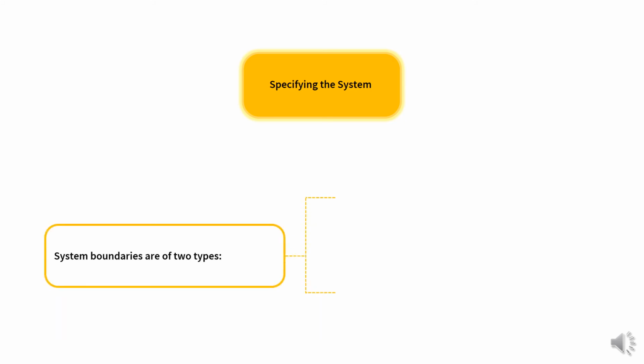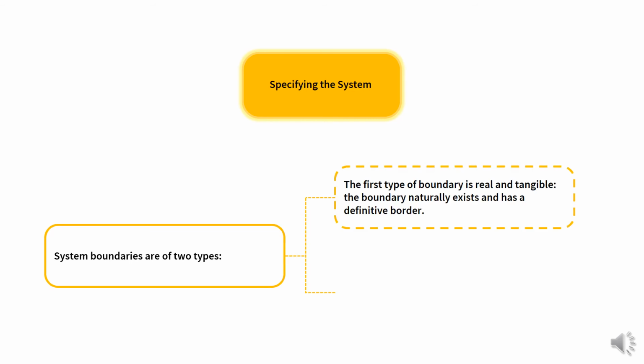The system boundaries can be defined as two types. The first type of boundary is real and tangible. It means that the boundary naturally exists and has a definite border. Such a boundary may enclose the entire object of interest.